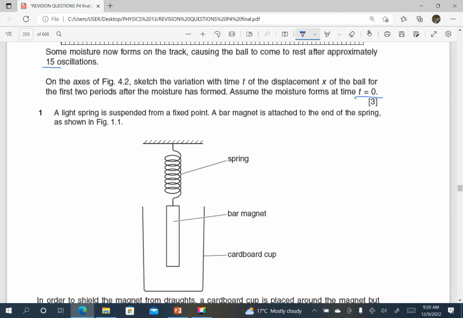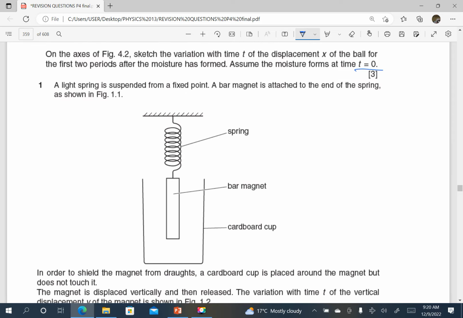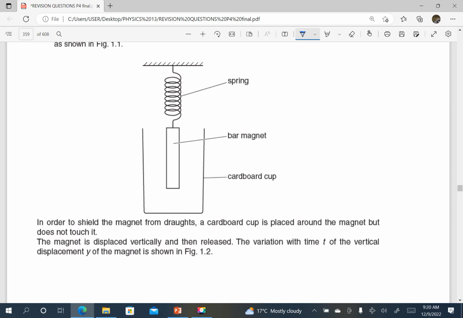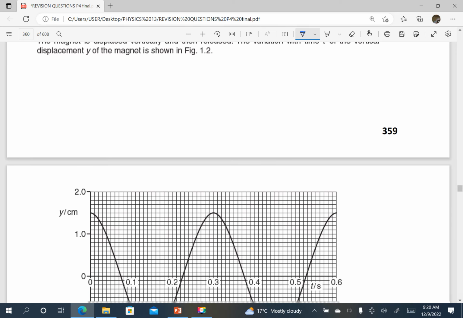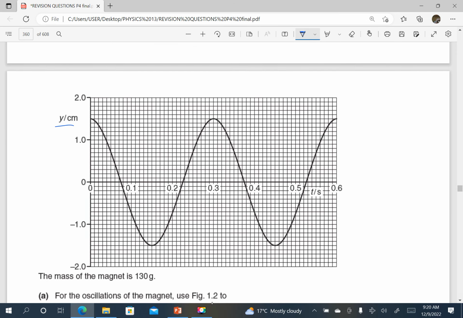A light spring is suspended from a fixed point. A bar magnet is attached to the end of the spring as shown here. Here we have a cardboard cup. In order to shield the magnet from draughts, a cardboard cup is placed around the magnet but does not touch it. The magnet is displaced vertically and then released. The variation with time t of the vertical displacement y of the magnet is shown here. So here we have variation of displacement y with time t.